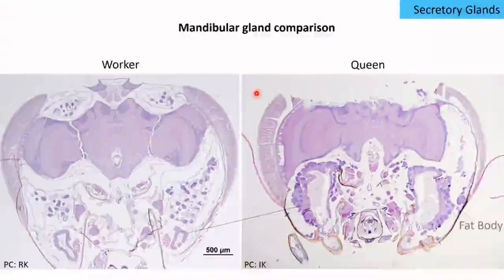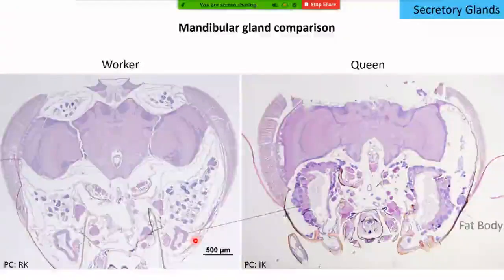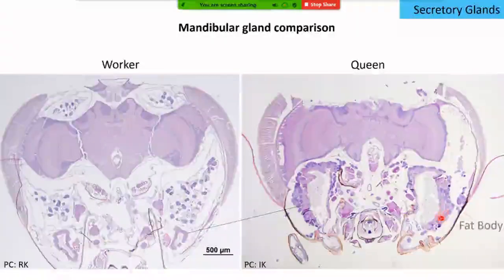Also in our lab, we take great interest in investigating mandibular glands. But before I go there, I guess it's important to know that mandibular glands also vary greatly between the different castes. So you see that in a worker bee, the mandibular glands are fairly well developed, whereas in a drone, these glands are barely rudimentary and are even difficult to find on serial histologic sections. But comparing worker mandibular glands to the queen mandibular gland, the difference is quite drastic, with the queen mandibular glands being much greater in size.